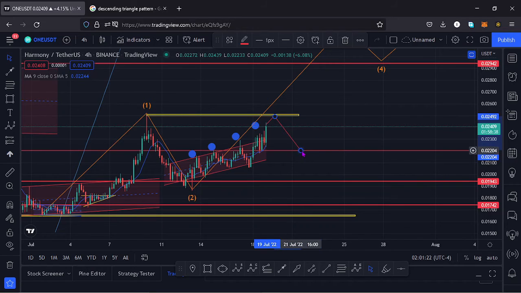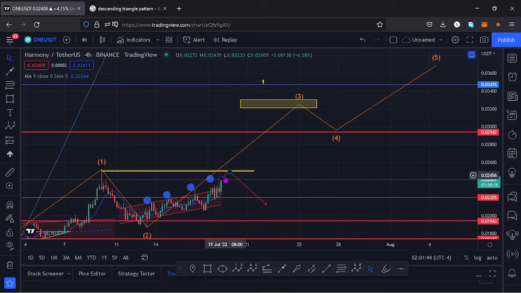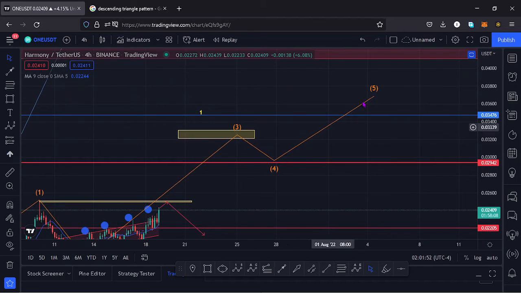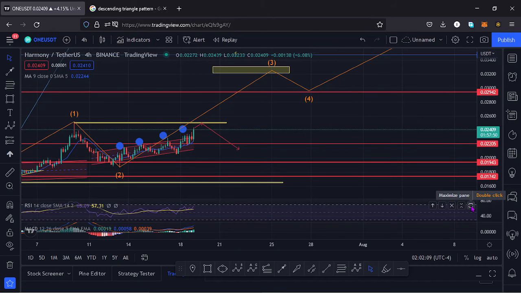And just in case we lose that key area of support, then the worst case scenario for Harmony 1 will be playing out, and that would mean we might unlock even lower prices. But I believe if the buyers continue pushing this market to the upper side, it's possible that we see this Elliott wave count play out, and that would mean even higher prices. So let's be patient and see how that plays out, and I'll keep you updated on any movement that plays out.